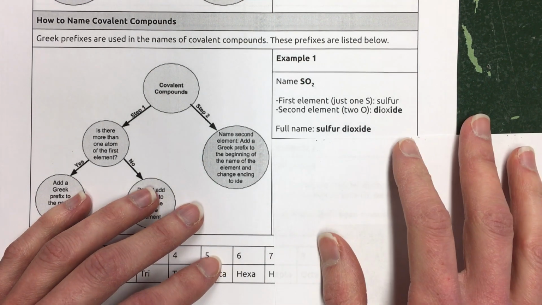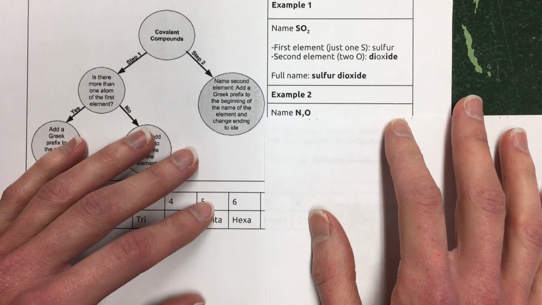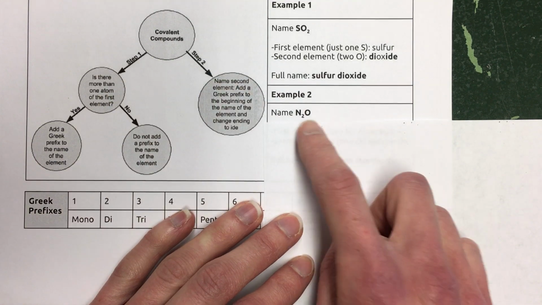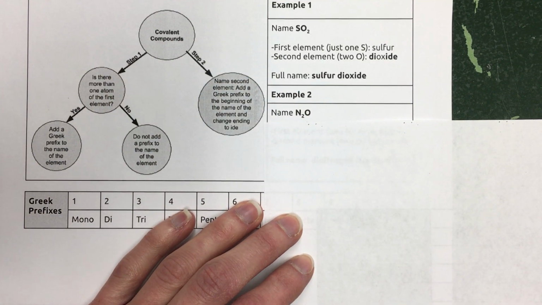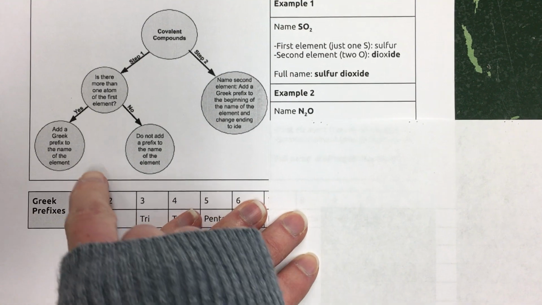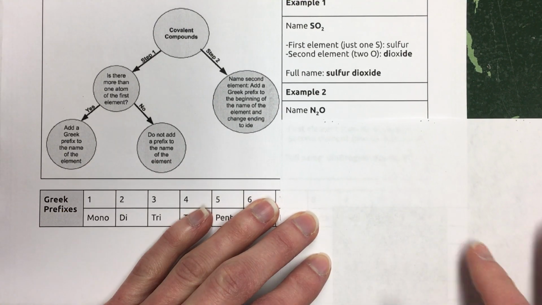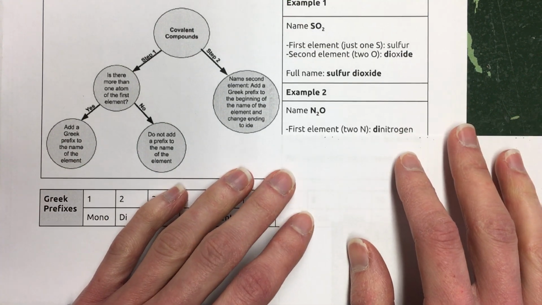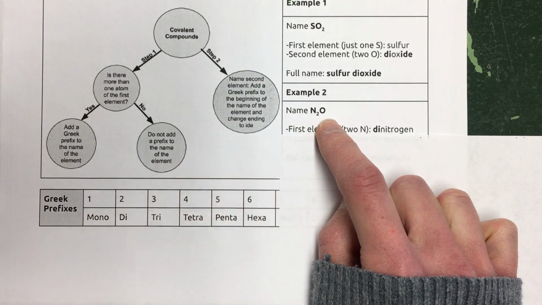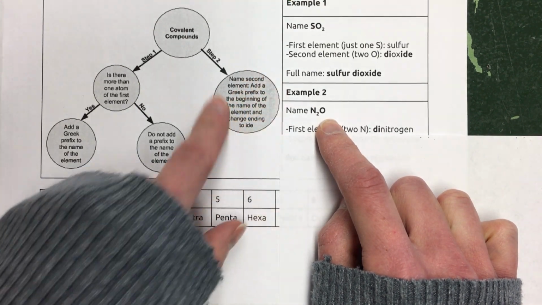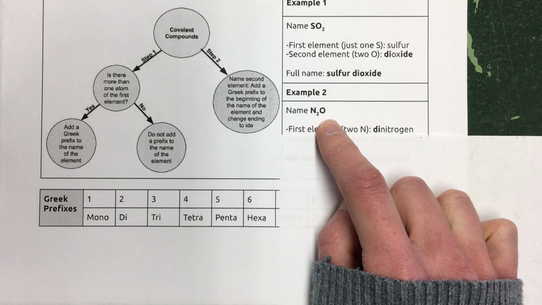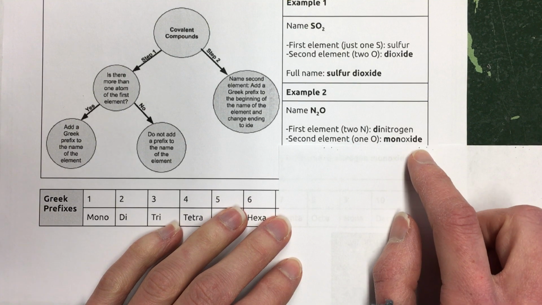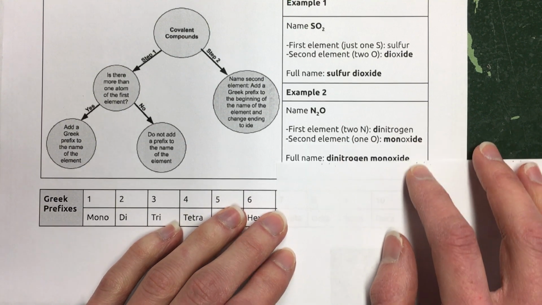I want to show you just one more example of a covalent compound. It's a little bit different. This is N2O. Okay, so our first element this time, there is more than one atom because there's two N's or nitrogens. So if there's more than one, then we do need to add the Greek prefix, which is di, but we don't add "ide," so it's going to be dinitrogen. And then for oxygen, there's just one, but since it's the second element, we give it a Greek prefix even if there's just one. So it's going to be mono. So dinitrogen monoxide, because we need to change the ending to "ide."